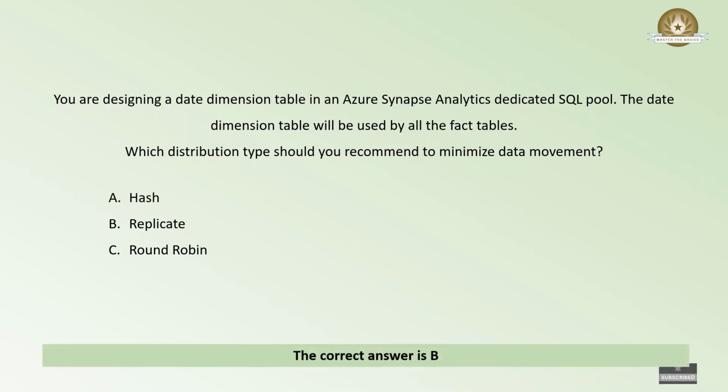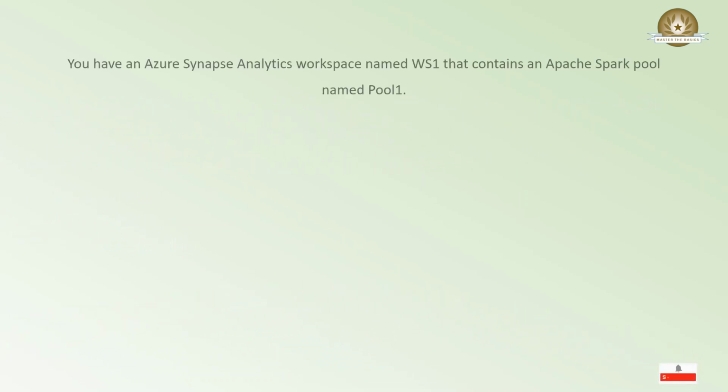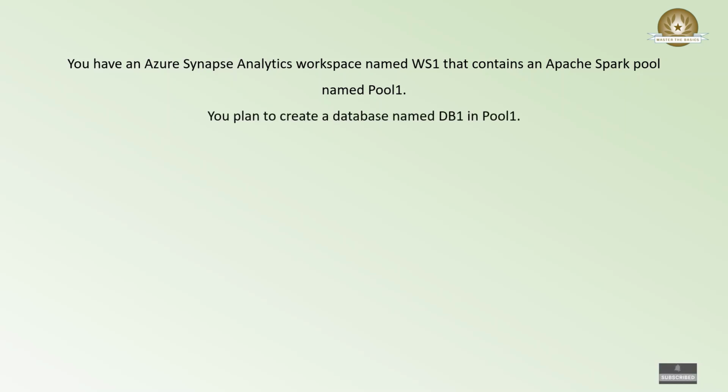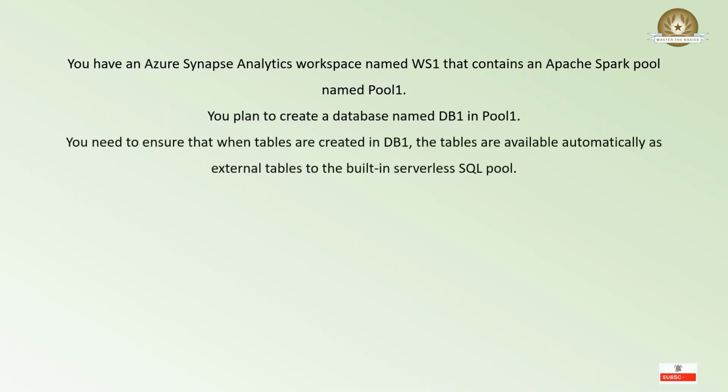The correct answer is B. Replicate. You have an Azure Synapse Analytics workspace named WS1 that contains an Apache Spark pool named Pool1. You plan to create a database named DB1 in Pool1. You need to ensure that when tables are created in DB1, the tables are available automatically as external tables to the built-in serverless SQL pool.